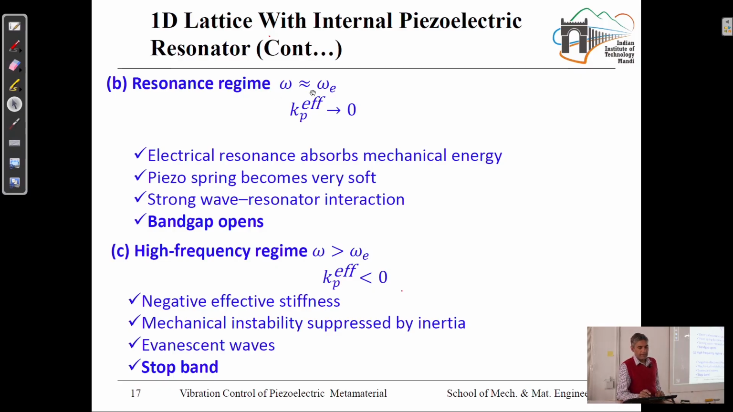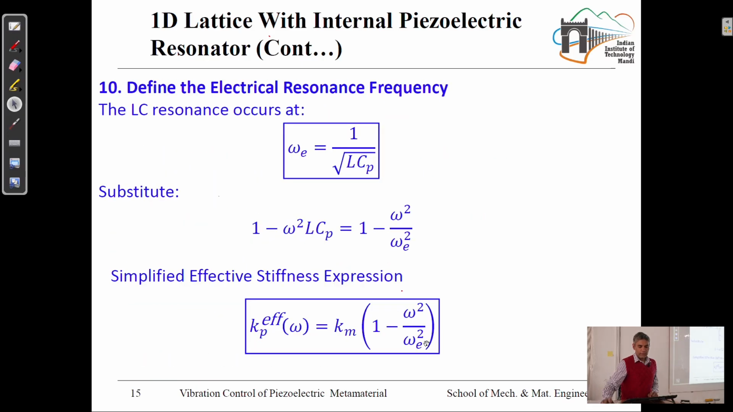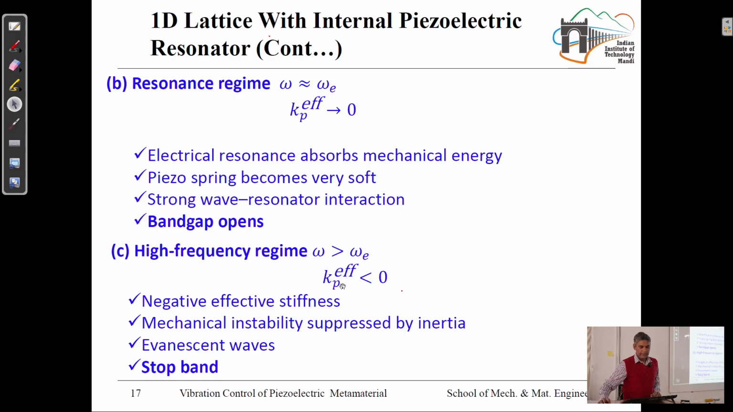In the resonance regime, K effective is equal to 0. You see, interesting now? So much interesting now. If we have resonance, then the effective stiffness of the piezoelectric material is 0, right? So that is all about the metamaterial concept. We have seen that when omega is equal to omega E, then Kp effective is equal to 0. So the electrical resonance absorbs mechanical energy. The piezo spring behaves very soft. Strong wave resonator interaction, and hence the band gap opens. That is, there is no frequency passing.